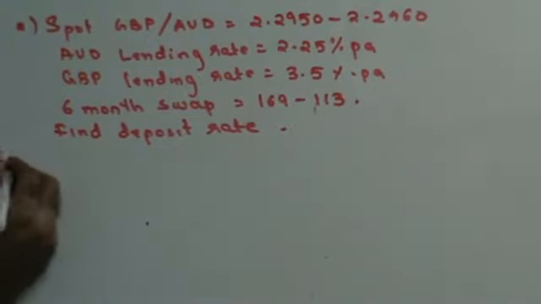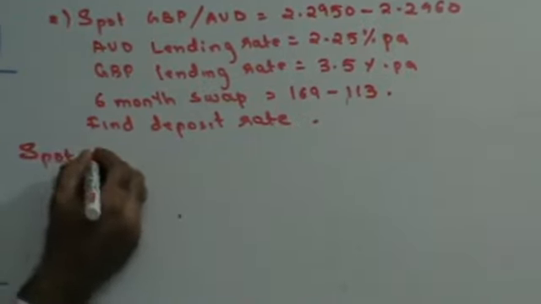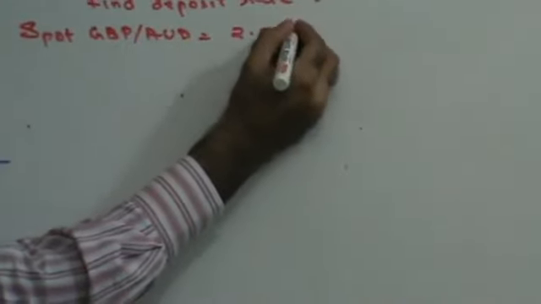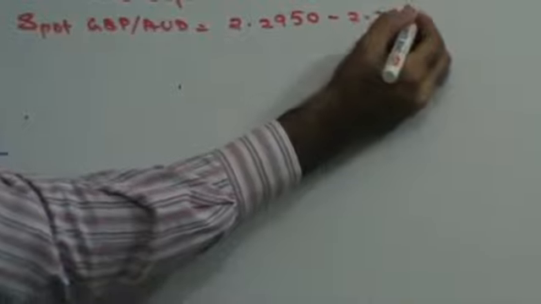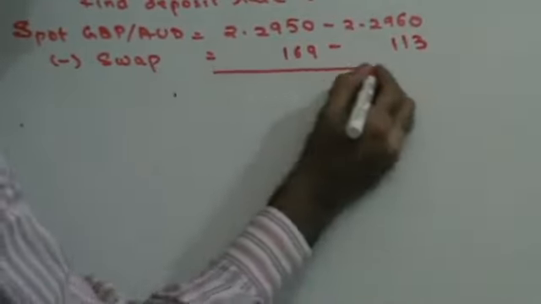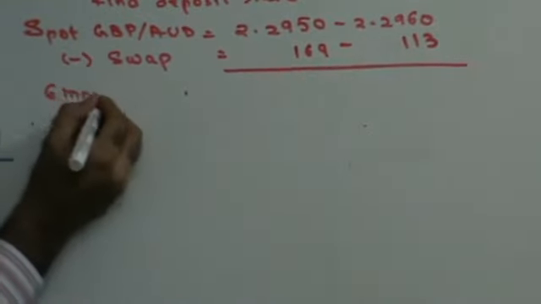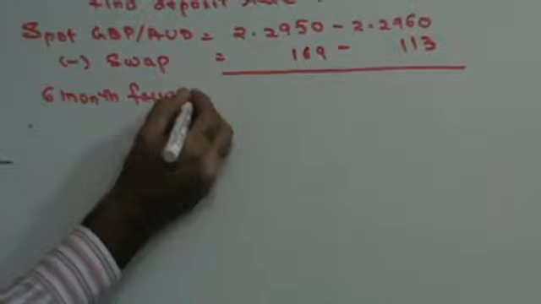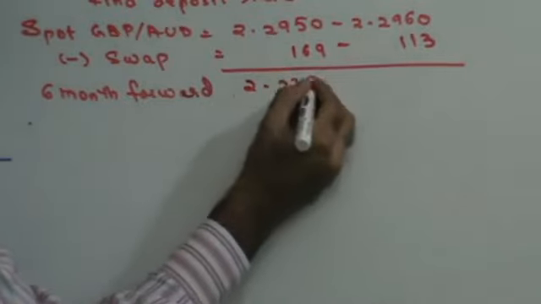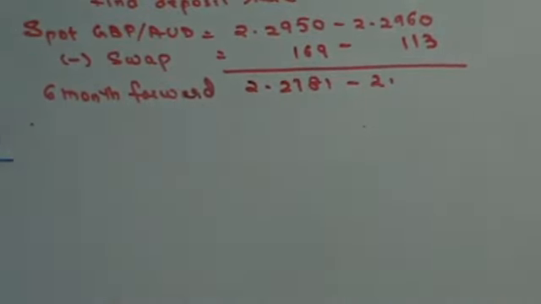So let's find out the forward rate first. Spot sterling pounds Australian dollar is 2.2950, 2.2960. Negative swap. Do you understand why I take negative? Because the swap points are given to you in descending order. 169 and 113. So I'll get 6 months forward. 6 months forward will be nothing but 2.2781 and 2.2847.